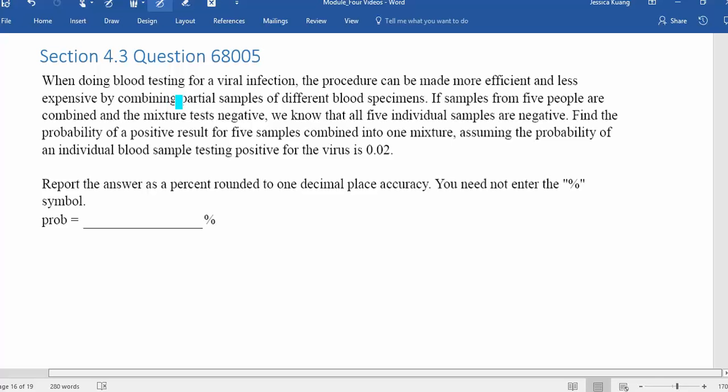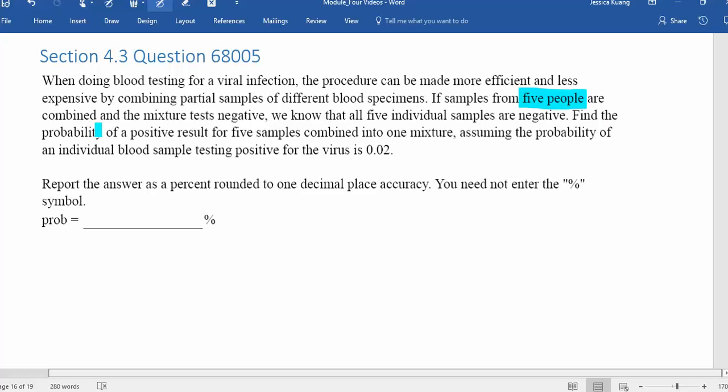When doing a blood testing for viral infection, the procedure can be made more efficient and less expensive by combining partial samples of different blood specimens. So the first sentence is just giving us background information. And the second sentence, if samples from 5 people, as a math person, I always pay special attention to numbers.